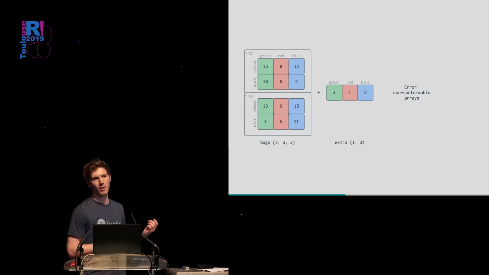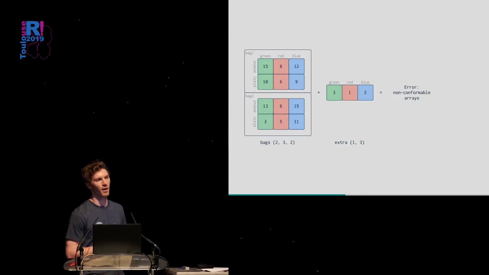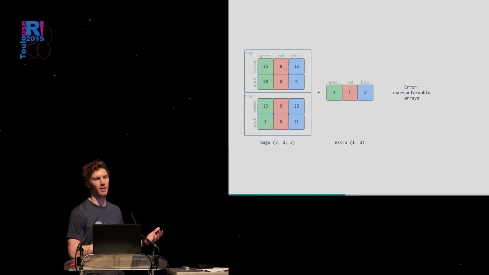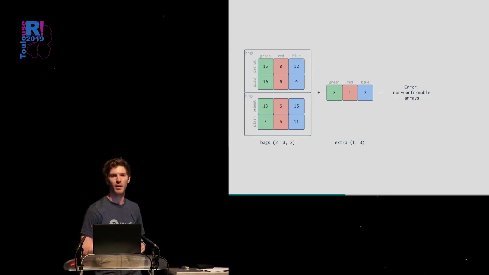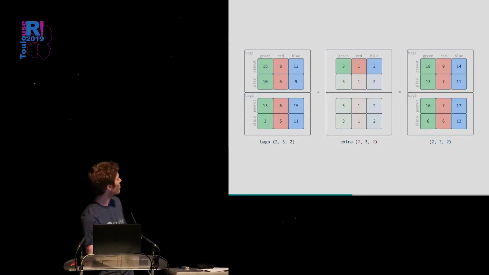So here's a modified version of that original example, just to be a little bit more interesting. This is the 3D bags that we had before and our extra M&Ms that we were provided. Obviously, this gives us non-conformable arrays. If the other one did, this one probably does too. But I think even this has an intuitive result, and it looks something like this.